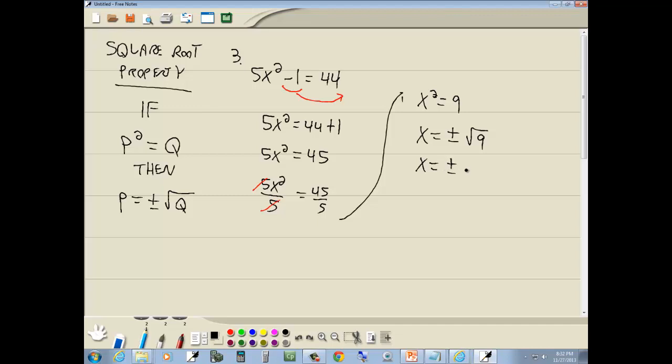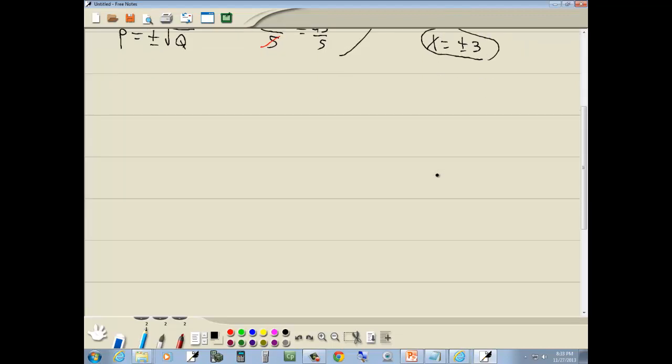You always want to simplify a radical if you can. 9 is 3 times 3. This is a square root, which means looking for a pair of somethings. So here's a pair of 3's. A pair of 3's is going to come out in front as a single 3. So we got x is equal to plus or minus 3. And that's our answer.